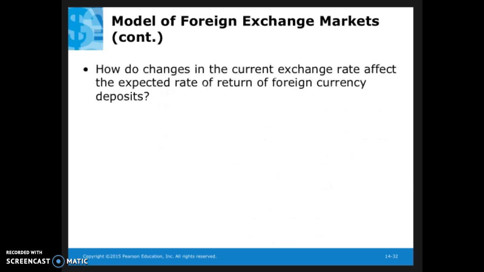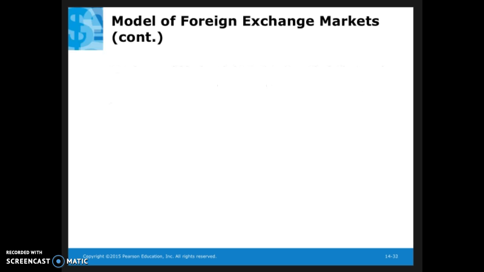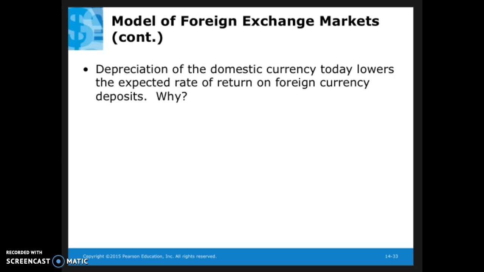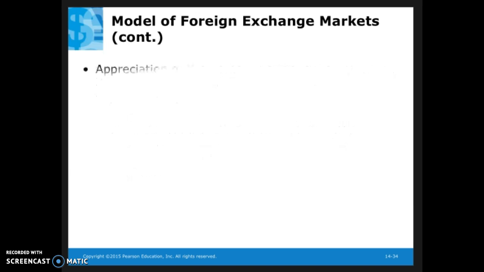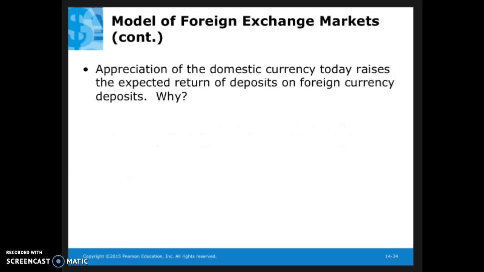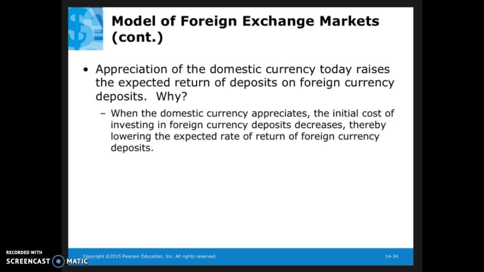So how do changes in the current exchange rate affect the expected rate of return? Depreciation of a domestic currency today lowers the expected rate of return on foreign currency deposits. When a domestic currency depreciates, the initial cost of investing in foreign currency increases, lowering the expected rate of return on foreign currency deposits. And the opposite is true for appreciation.